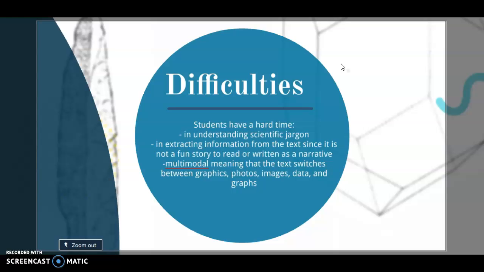The last difficulty that students find is that science textbooks and publications are multimodal, which means the text switches between graphics, text, images, data, and graphs. When I was in elementary school reading about, let's say, cells, they would show an image of a cell in the middle of my text, and I had a hard time going back and forth between reading what it was about and then forgetting as I tried to understand the graph.